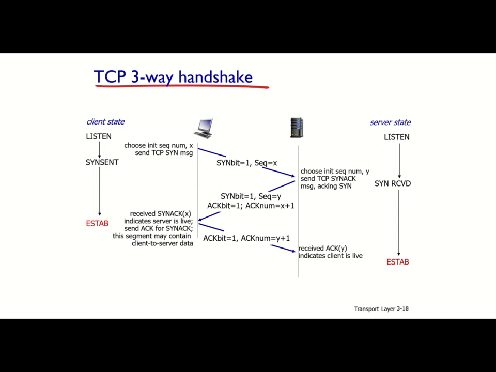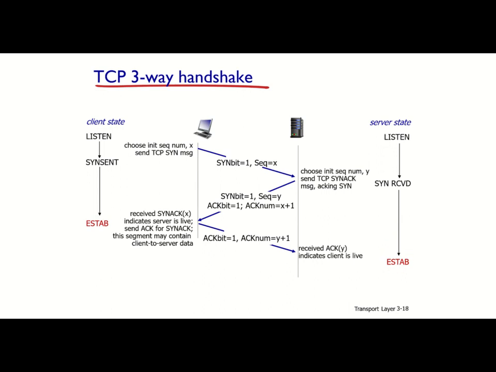So since the two-way handshake doesn't work, TCP uses a three-way handshake. In the three-way handshake, the client and server both have three different states. Client has listen, SYN sent (synchronization message sent), and established. Server, on the other hand, has listen state, SYN received (synchronization received), and established.